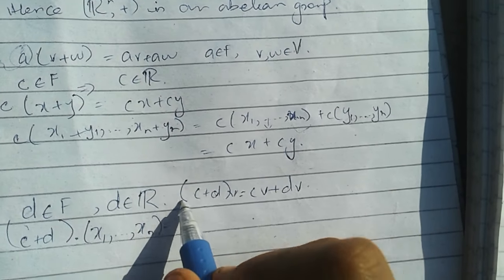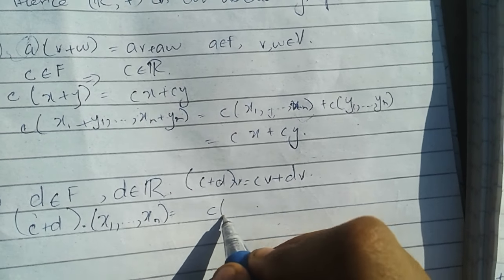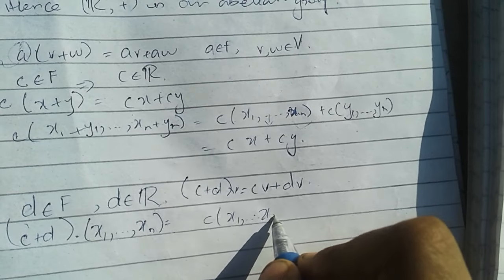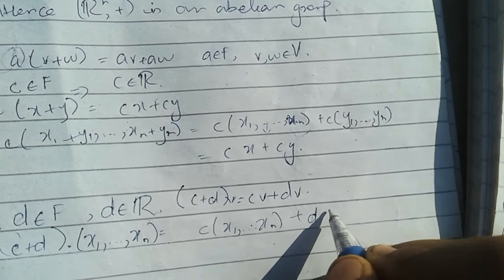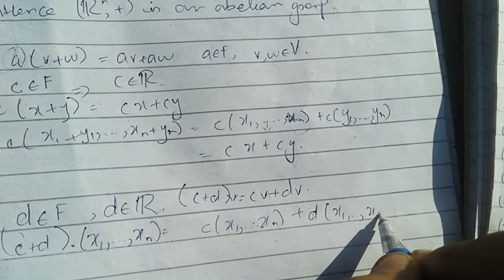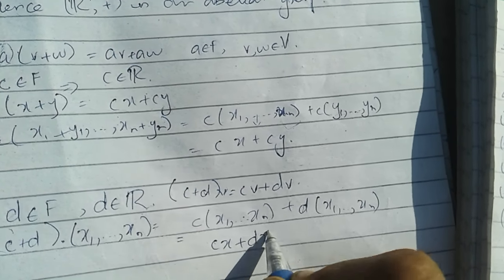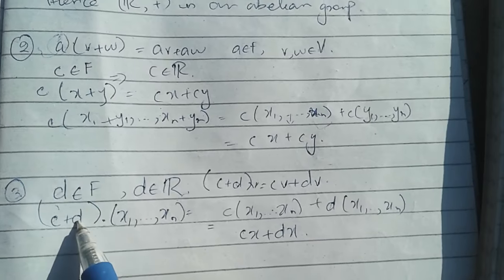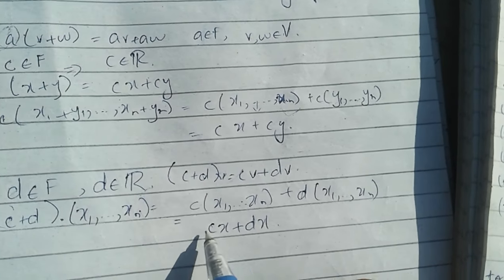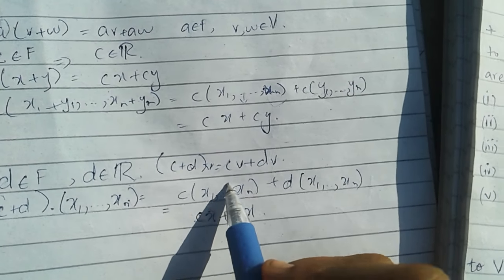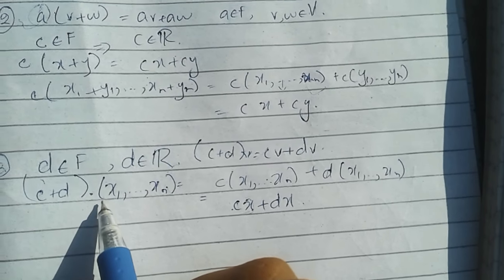So we have put the value of x, and it would be c(x1, ..., xn) plus d(x1, ..., xn). We can write it as cx plus dx. So it is proved that (c + d)v is equal to cx plus dx, where x represents the v. So the right distributive law is proved.